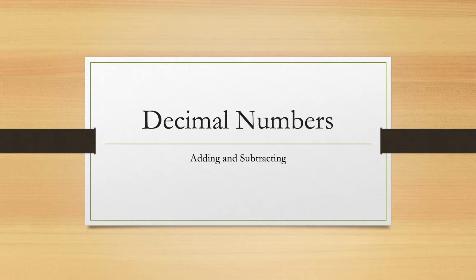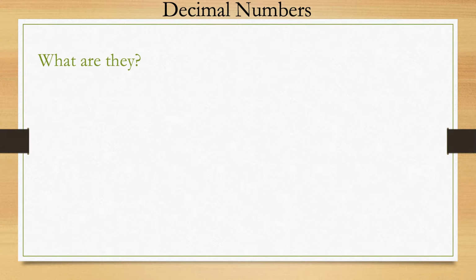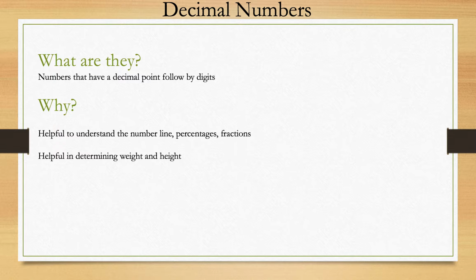Decimal numbers, adding and subtracting. What are they? Numbers that have a decimal point followed by digits. Why? Helpful to understand the number line, percentages, fractions. Helpful in determining weight and height.